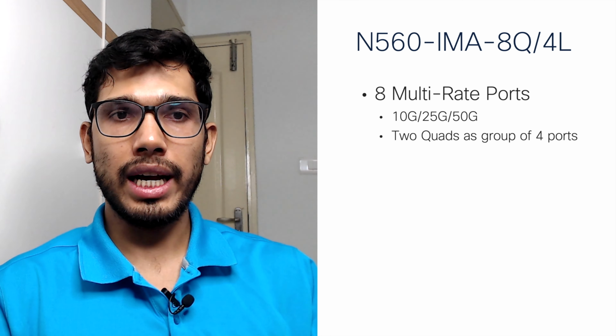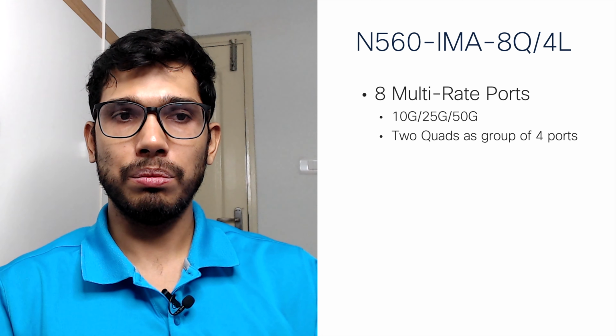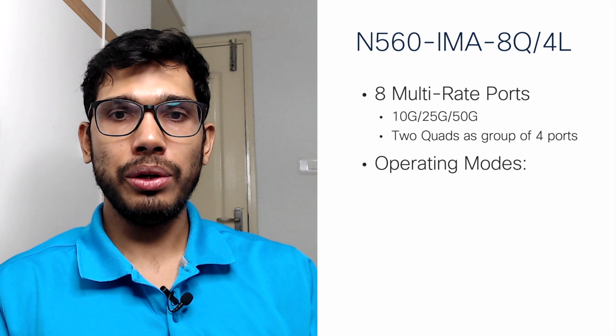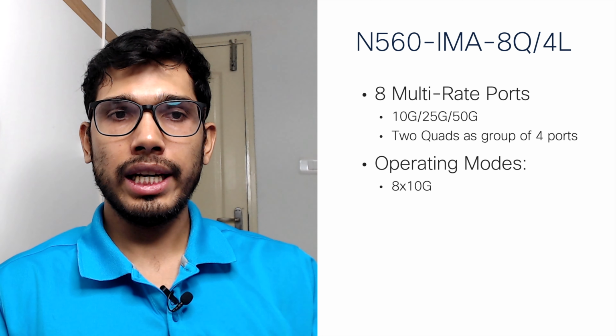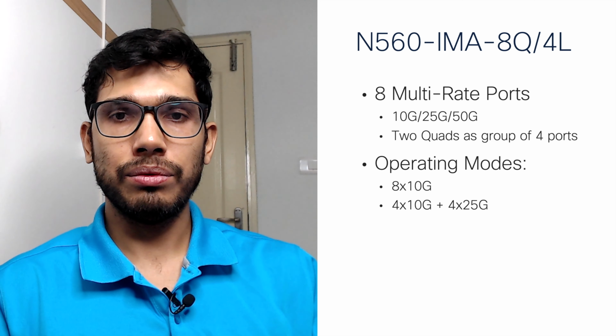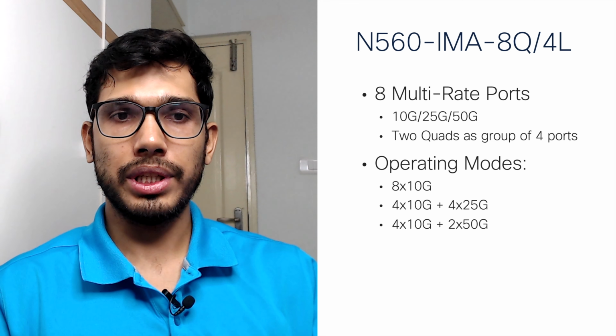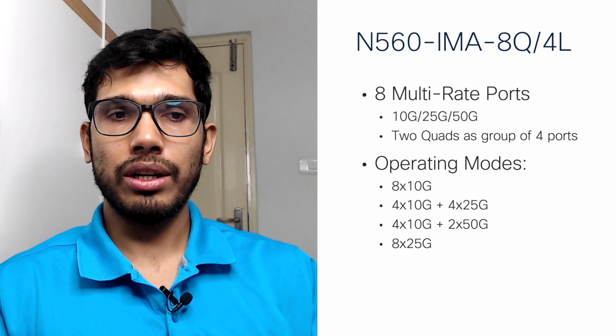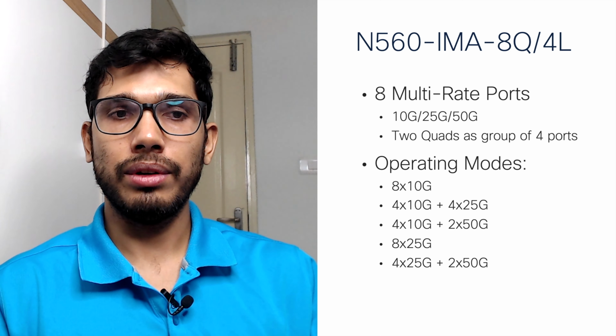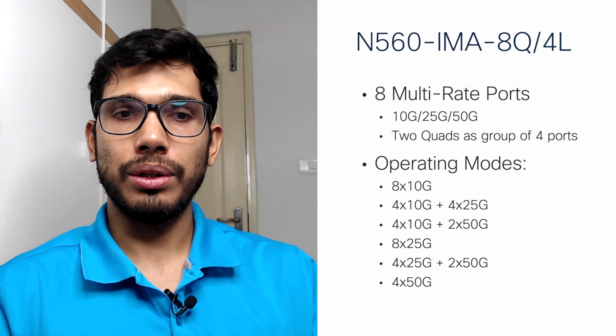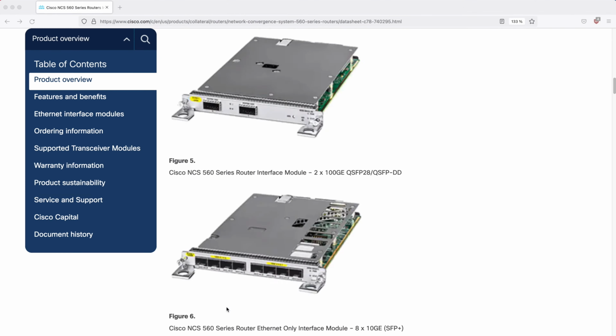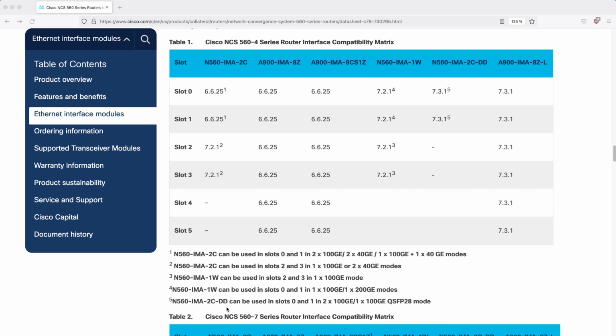The ports are divided into 2 quads of 4 ports. So this interface module can operate either in 8x10 gig mode, or 4x10 plus 4x25, or 4x10 plus 2x50, or 8x25, or 4x25 plus 2x50, or 4 ports of 50 gig mode. For the IM compatibility, like on which slot this IM will go, do refer to the interface module datasheet.